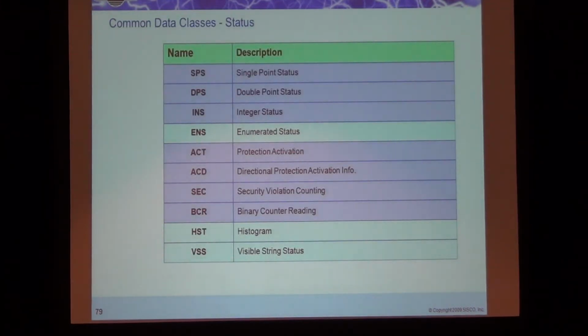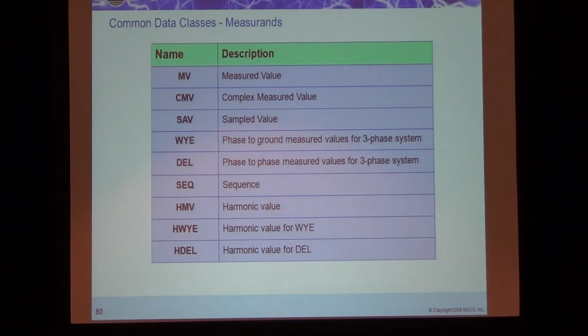Here's a kind of a list. We're not going to go through all these in detail, but just to show you some of the things that exist. There's a variety of different status classes: double point, single point, integers, protection activation, measured values and complex measured values and sampled values, both phase to ground and phase to phase measurements, sequence, harmonic values.